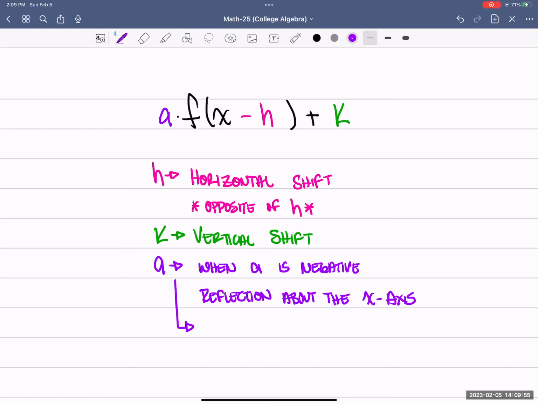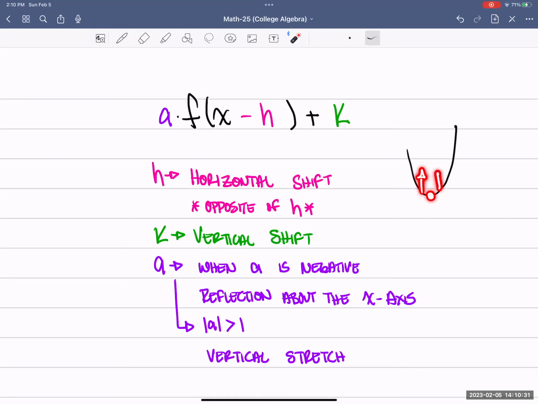When A is larger than 1, so we'll call it the absolute value of A, just in case A is negative, then we don't want that to interfere. So when the absolute value of A is bigger than 1, we have a vertical stretch. Looking at this, we had a vertical stretch where this stayed in place, but everything else shifted up, or you could even think of it as being squeezed, like a horizontal squeeze.